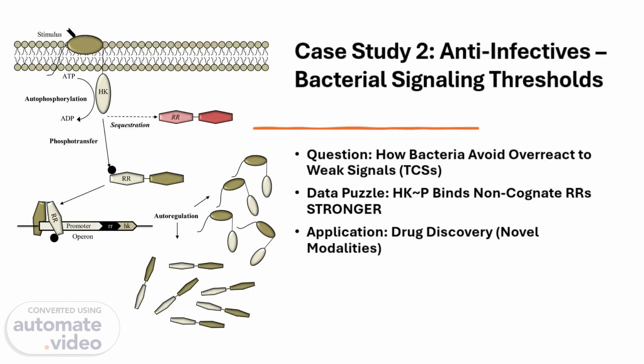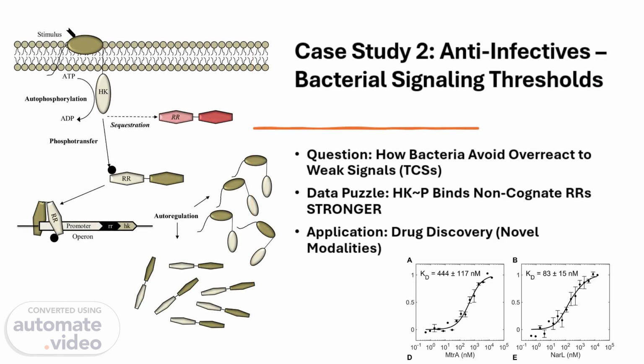Next, let's explore an application in anti-infectives, focusing on bacterial signaling thresholds. The central question we addressed was, how do bacteria avoid overreacting to weak signals within their two-component systems, TCS? We encountered an intriguing data puzzle. The histidine kinase, HKAP, was observed to bind non-cognate response regulators, RS, more strongly than expected.